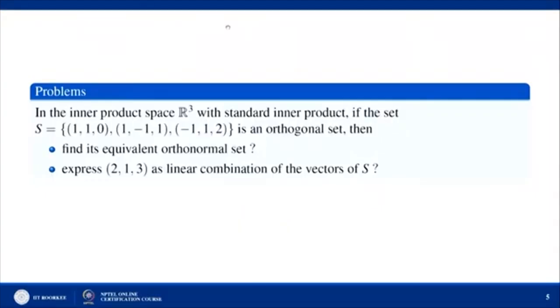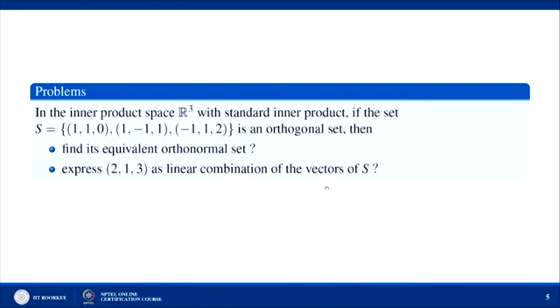Here you can see in this example v1 is this, v2 is this, v3 is this. You can simply substitute in that expression to find out the expression in which (2, 1, 3) can be expressed as a linear combination of the vectors of S.